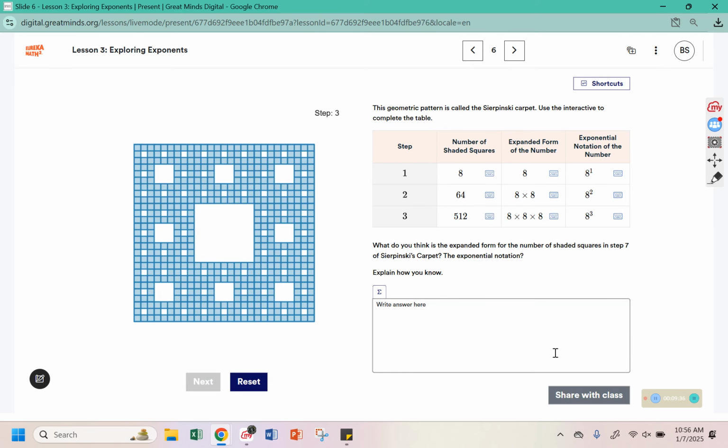What do you think the expanded form of the number of shaded squares in step 7 of the Sierpinski carpet would be? Well, it would be 8 written out 7 times: 1, 2, 3, 4, 5, 6, 7. And then the exponential notation would say 8 to the 7th power. And explain how you know. The step indicates the exponent, and the 8 represents the base.